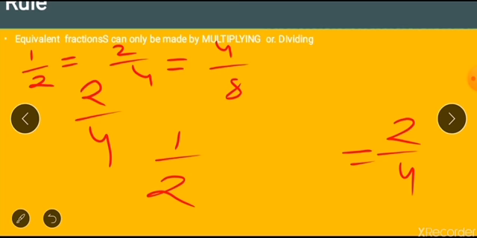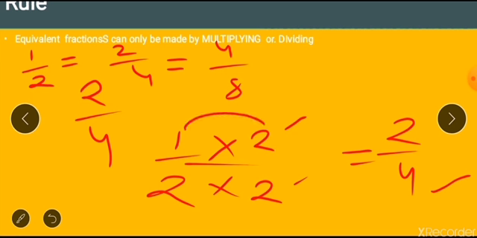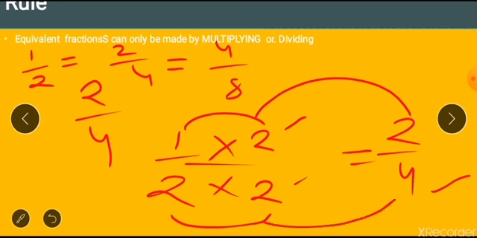So students, I will multiply and divide by the same number. If I want 2 in numerator, what do I have to do? I have to multiply 1 by 2. And if I want this 4 in denominator, then again I will multiply with 2. So I am dividing and multiplying here by 2, so that 1 into 2, I can get 2, and 2 into 2, I can get 4. In the same way, we can get the fractional numbers that are equivalent.